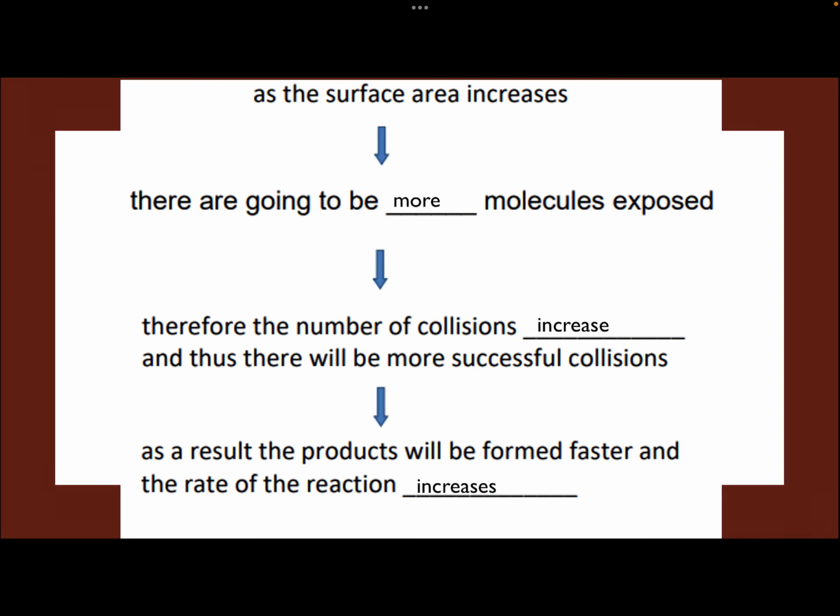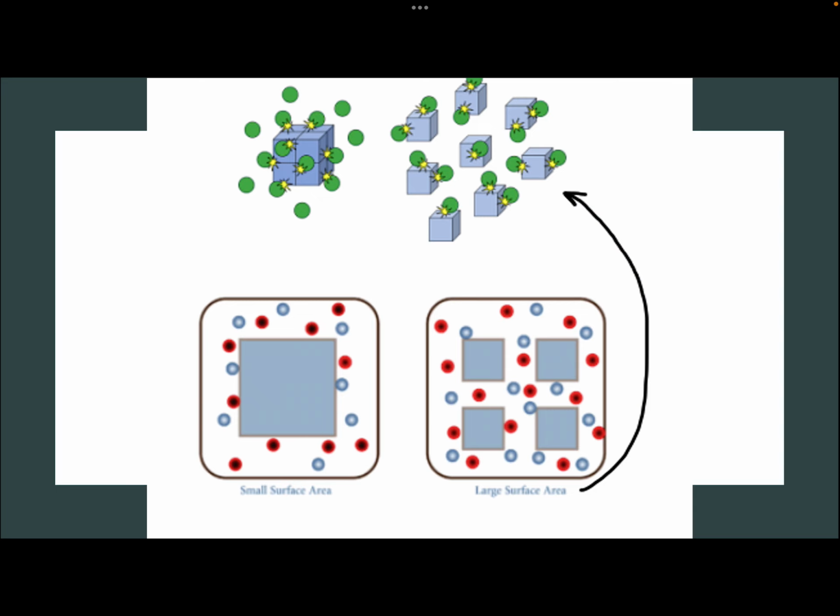All right, so based off of surface area, if we increase the surface area, there are going to be more molecules exposed. Because of that, they're going to have an increase in the number of collisions, and therefore we're going to have more successful collisions that are creating more products, and it's going to be faster because the rate of reaction is also increasing.